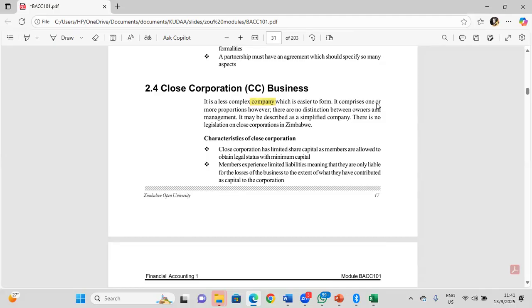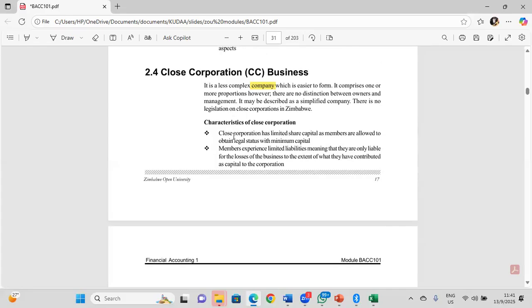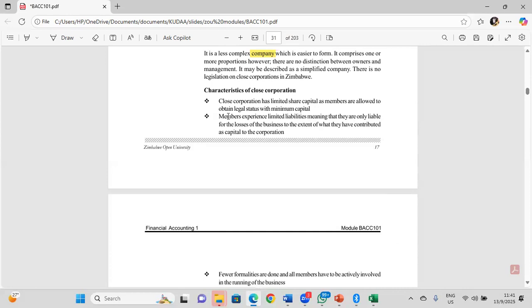It comprises one or more people. However, there is no distinction between the owners and the management. So which characteristics does this type of business have? Closed corporations cannot sell many shares. It will be a business like a sole trader's, without many people, but registered as a closed corporation, so it can sell shares. It can sell shares, but the shares will be limited.